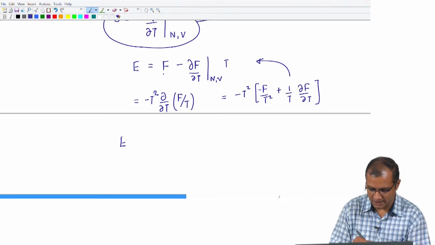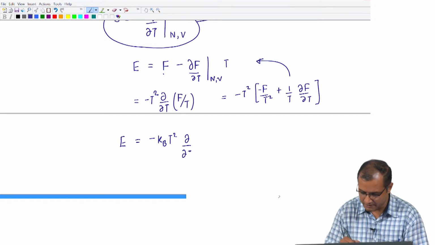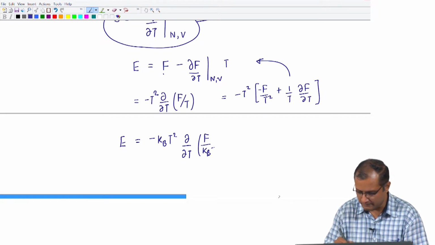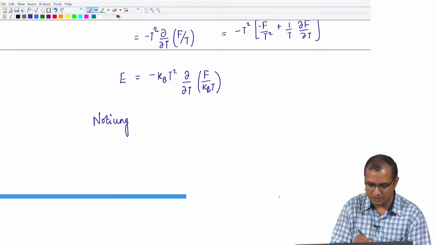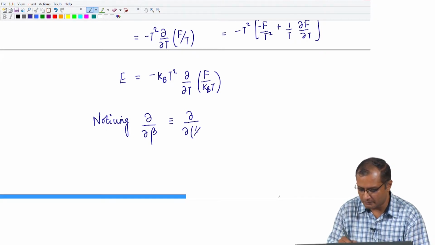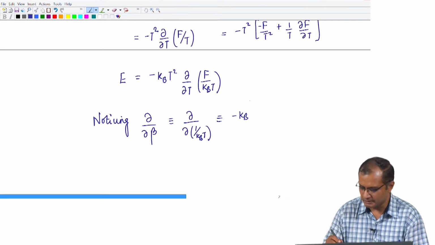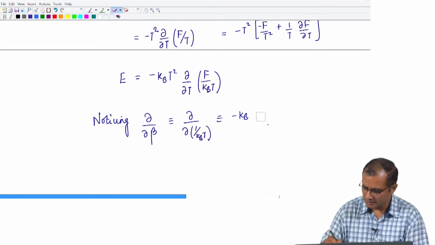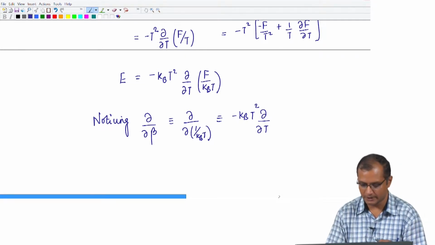And so, you can now write down your energy E as minus kB T square d by dT of F by kBT, just multiplying and dividing by kB. And noticing that I can compute a derivative with respect to beta and convert into a derivative with respect to T by simply saying that d over d beta is d over 1 upon kBT, which becomes minus kB T square into d by dT.